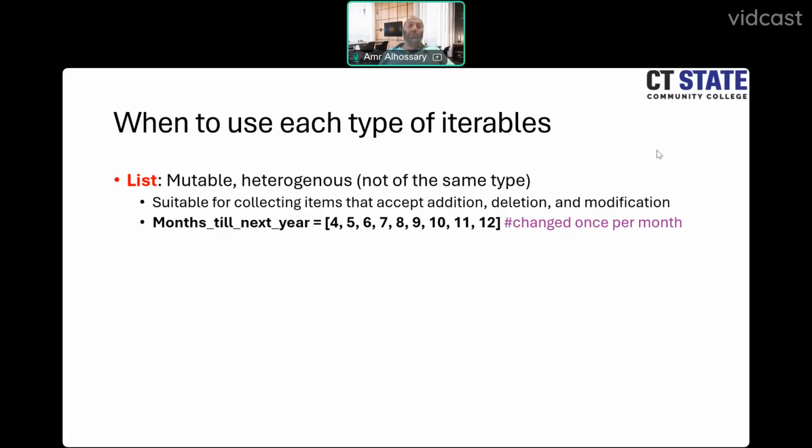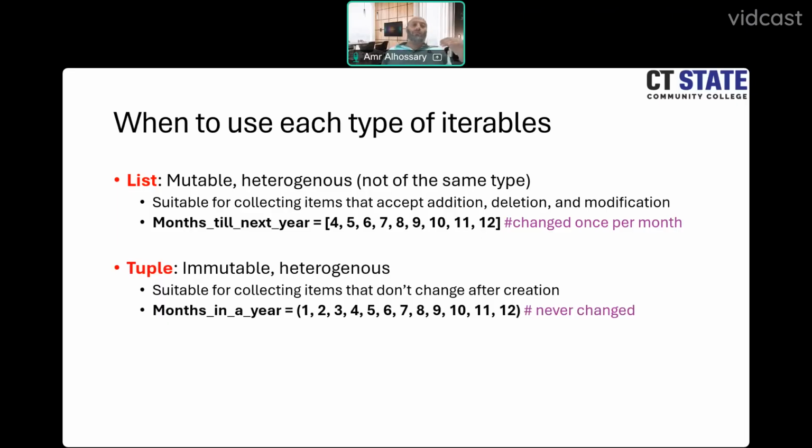For example, I have a list of months, we'll call months till next year. We are now in March, so the months till next year are April, May, June, July, until December, from 4 to 12. This list changes once per month. So next month, when we are in April, it will start with May. April will be dropped. So this list is mutable.